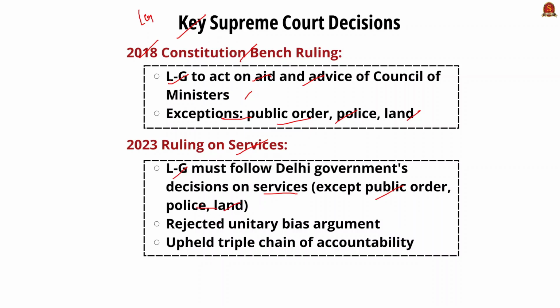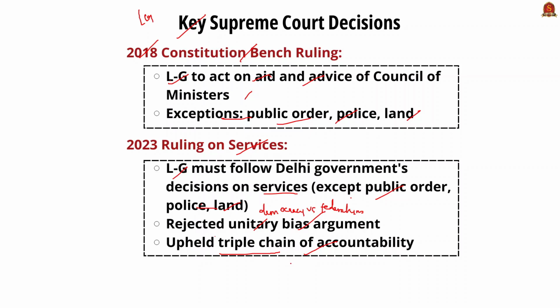Rejection of unitary bias: the court disagreed with the center's argument of a strong unitary bias for UTs, emphasizing democracy and federalism as basic features of the constitution. Administrative officers must report to and follow the directions of the elected government, that is the Council of Ministers. The LG must adhere to the decision of the elected government in administrative matters except where special powers are exercised, to uphold the triple chain of accountability. Thus, in spite of these rulings, there is still an upper hand for the LG through this newly given order.